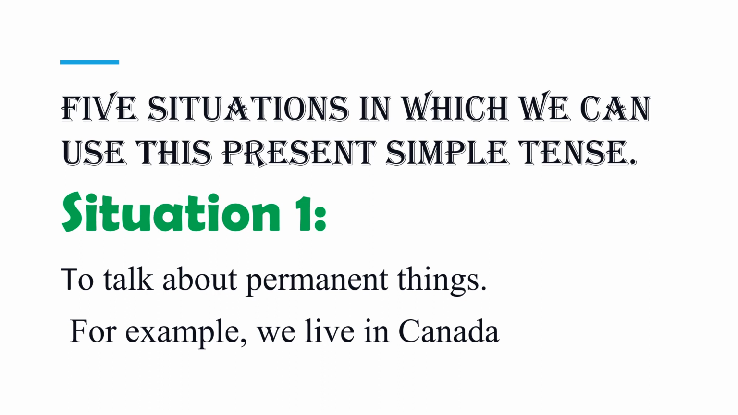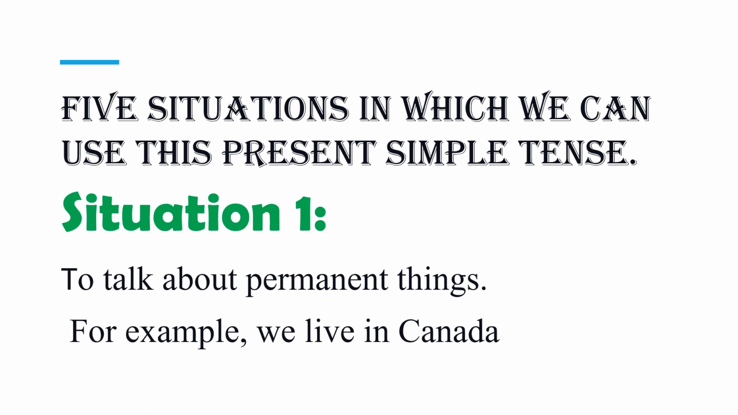First, we can use the present simple tense to talk about permanent things, which are more or less true all the time. For example, if I say, We live in Canada. This is where I live. Not just for a short time, but for a long time. I'm settled here. It's a permanent situation. It's always true for me.